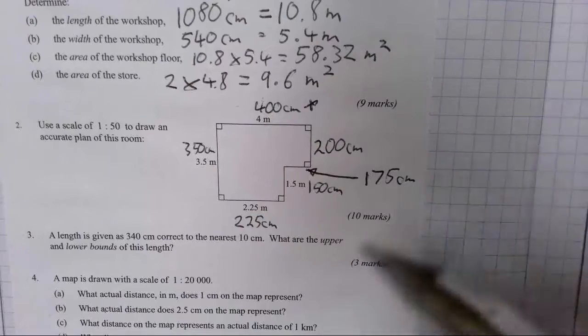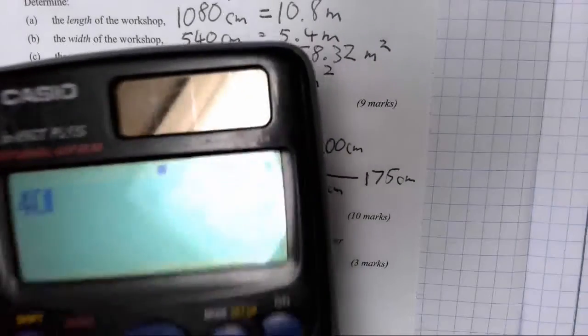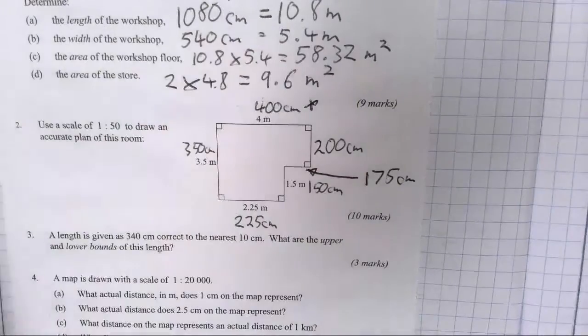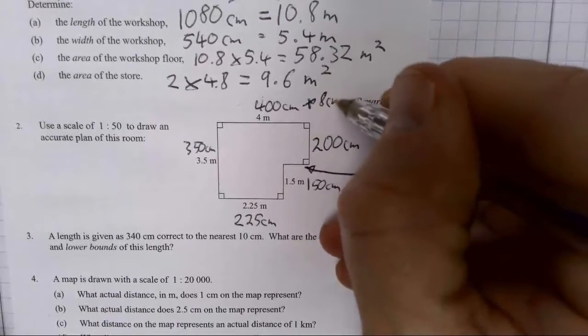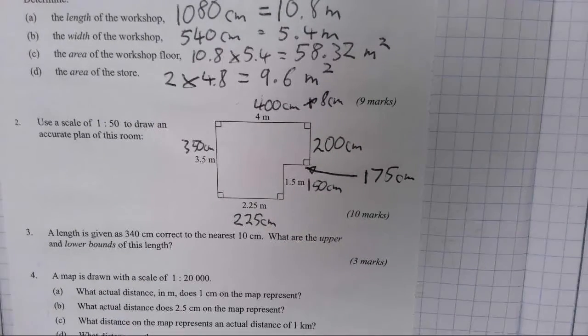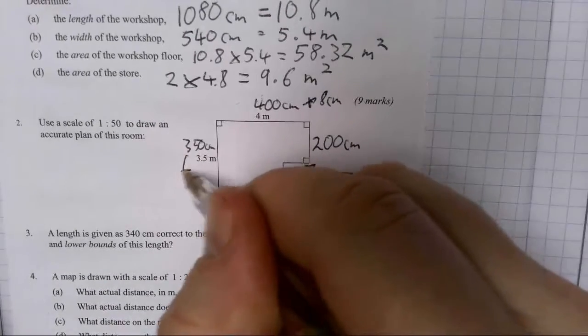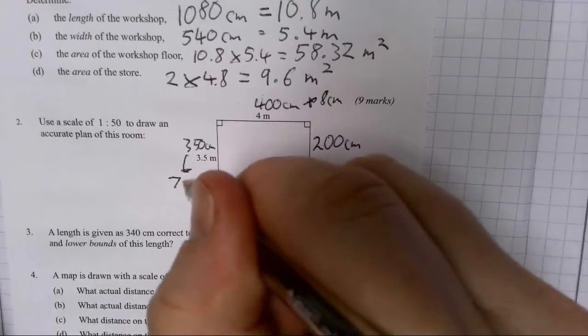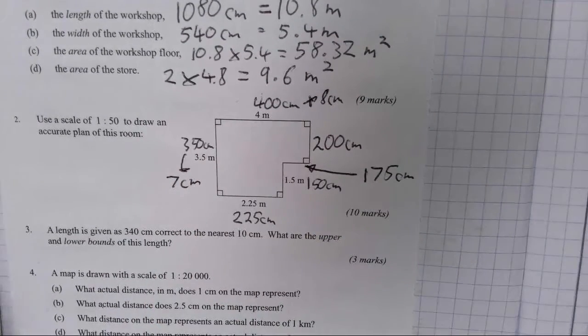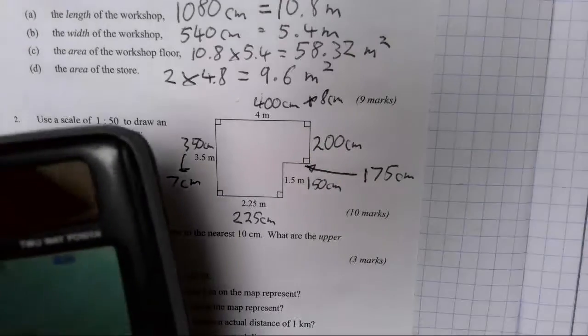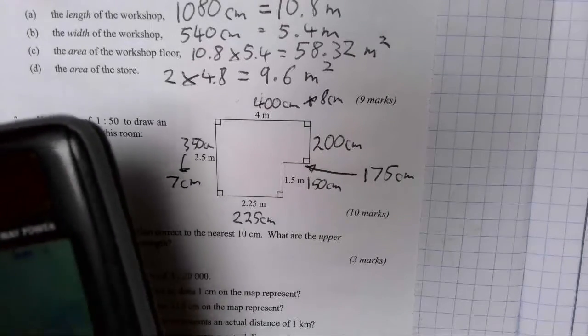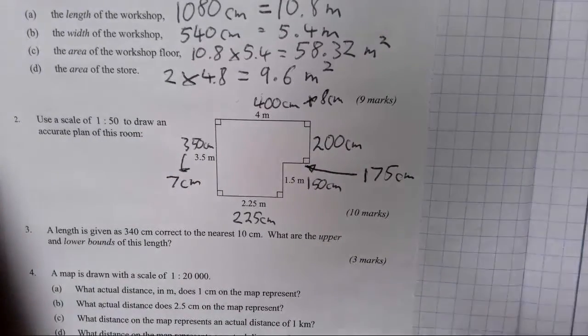So I've got 400 divided by 50, and that gives me 8. So it's going to be 8 centimeters there when I'm drawing it in the plan. 350 divided by 50 is going to give me 7 centimeters there when I'm drawing it in the plan. 225 divided by 50 is going to give me 4.5.